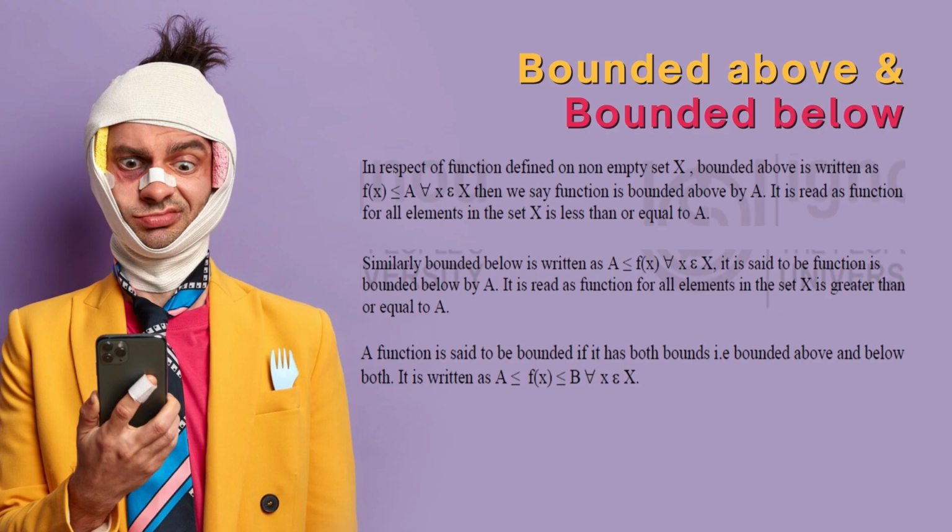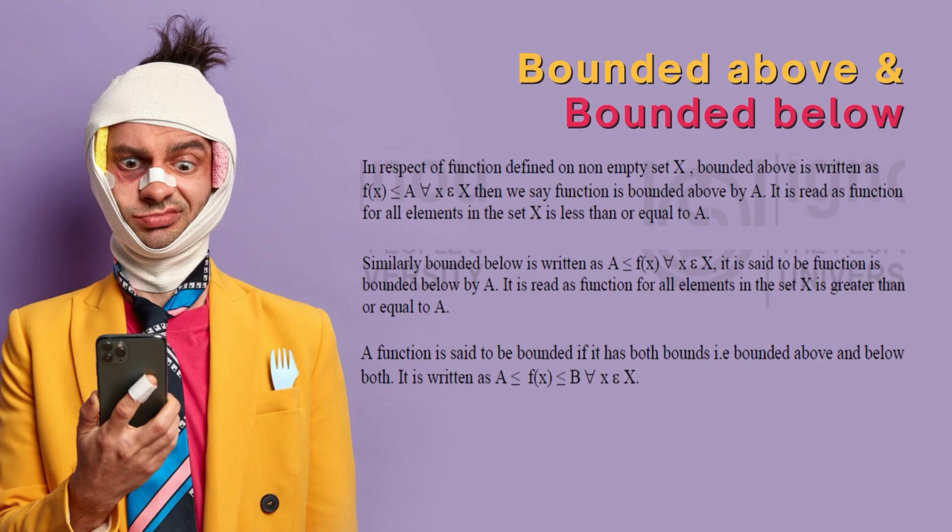Then we say the function is bounded above by A, because the upper boundary is capital A of f(x). It is read as: for all elements in the set X, f(x) is less than or equal to A. Similarly, bounded below is written as: A is less than or equal to f(x) for all x belongs to capital X, and the function is said to be bounded below by A.